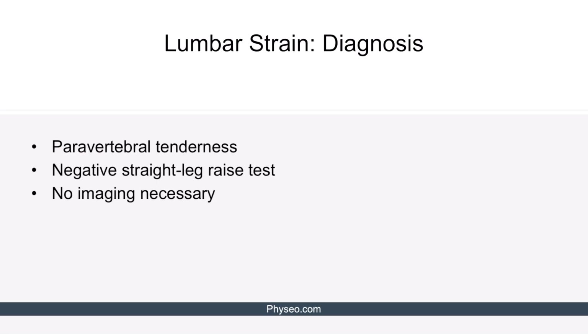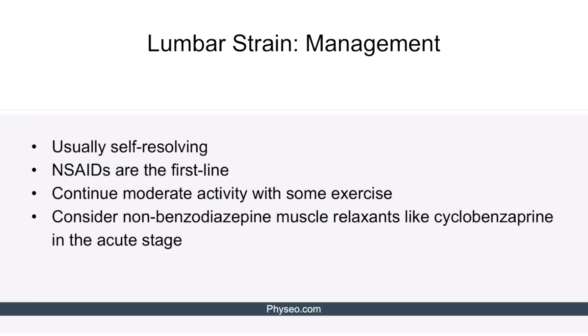As mentioned, paravertebral tenderness is an important clinical finding in making this diagnosis. To help distinguish this from a herniated disc, note that patients will have a negative straight leg raise test. There is no imaging required for making this diagnosis since it would not alter the management course. This is a diagnosis within this lecture that should cause the least concern as it tends to be self-resolving.